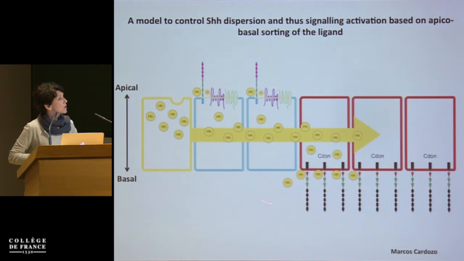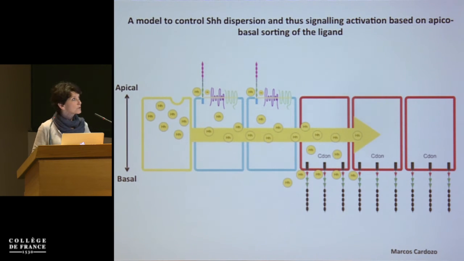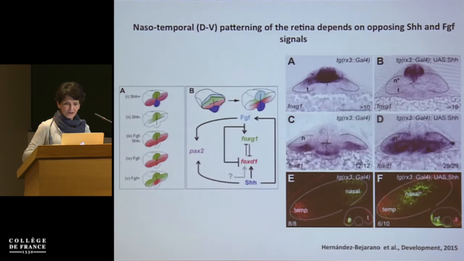So now shifting a little bit, our next question was, how is Kedon involved with other molecules that are known to contribute to patterning of the optic vesicle?